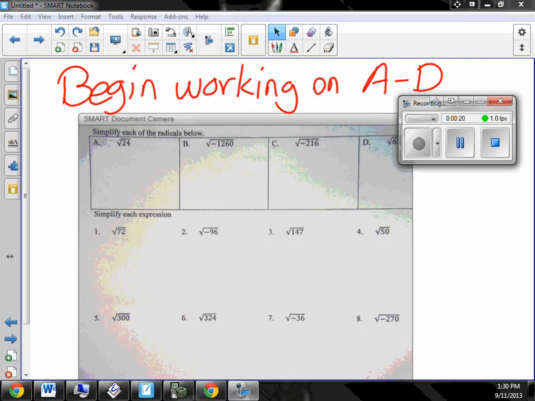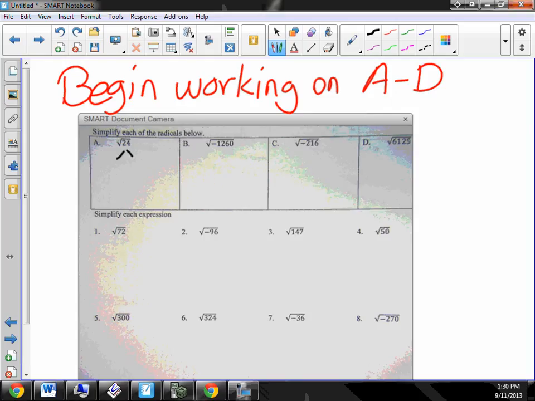So if we look at letter A, 24, what goes into 24? 12 and 2, 6 and 2, and then 3 and 2. Okay? Now, how do we know if a number is divisible by 2? It's even. How do we know if a number is divisible by 3? Right, you add the digits. So 24 is 2 plus 4, which is 6, and 3 goes into 6, which means 3 goes into 24.